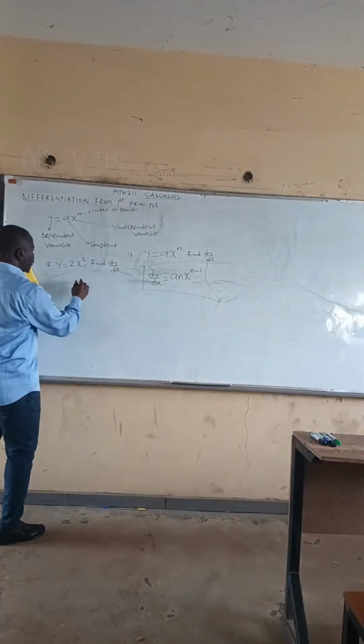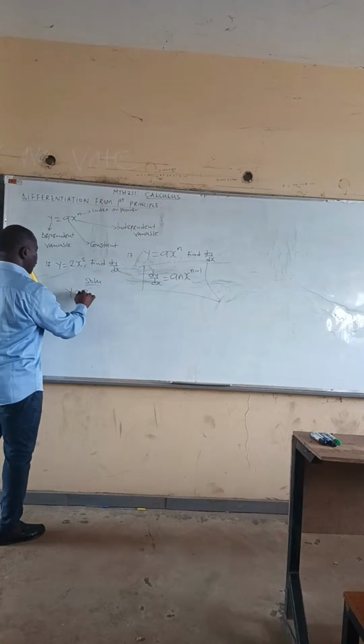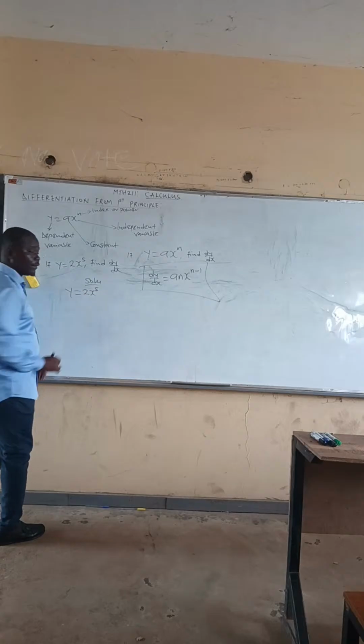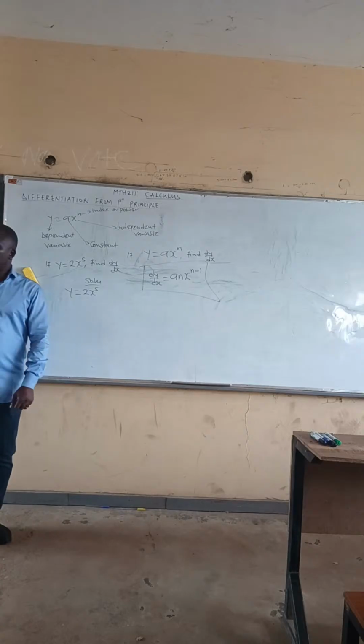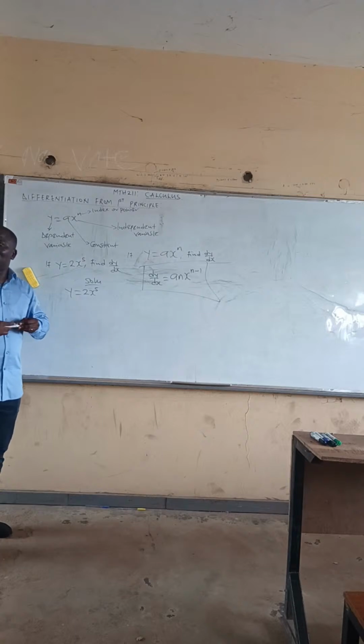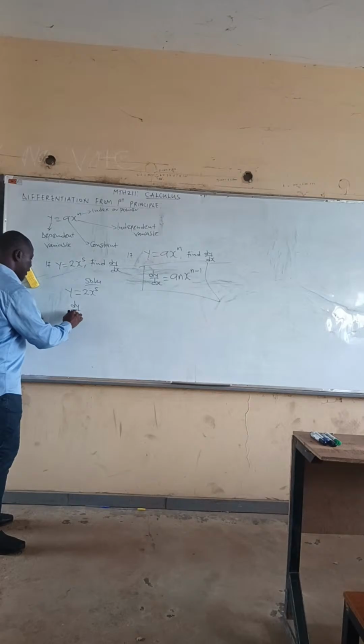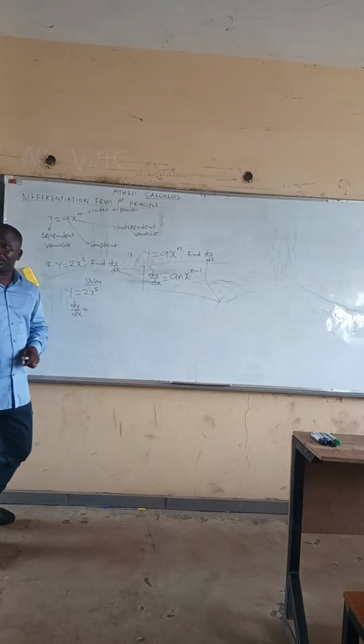So what we need to do, we write the solution. y equals 2x raised to the power of 5. Let us define our a. What is our a here? Then what is our x there? And n here is 5. So what are we going to do? It means our dy over dx is equal to what?